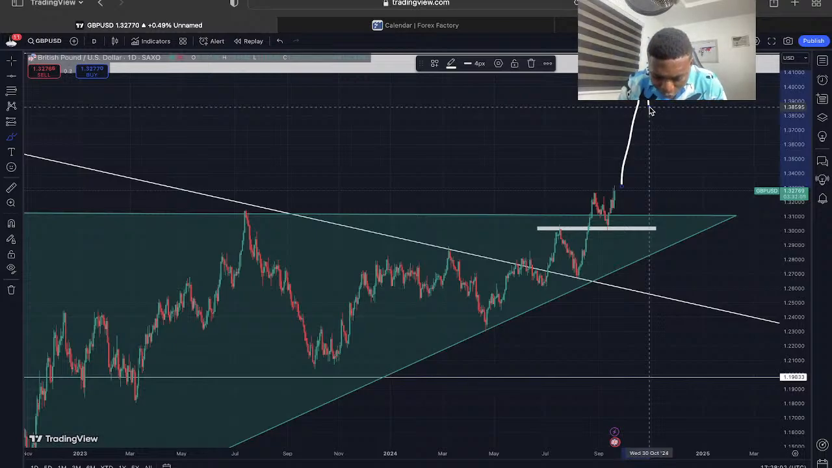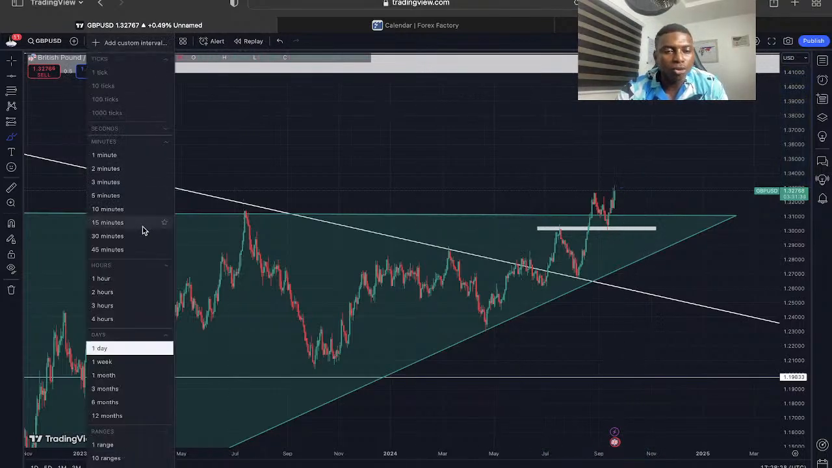If you have any question, please say. Which pair is this? GBP USD, that's pounds dollars. That's the pair we are looking at, the pounds dollars. Is that clear? If you have any question, please drop it in the comment section.